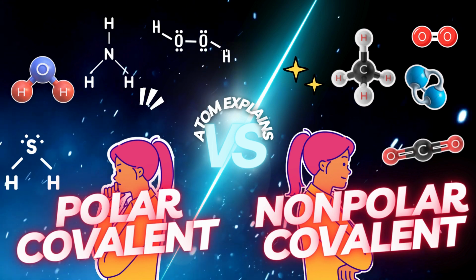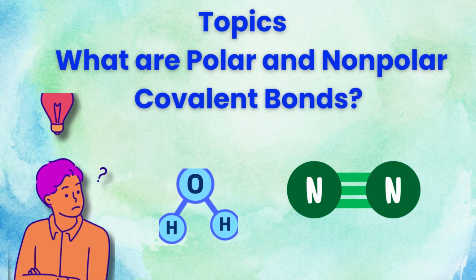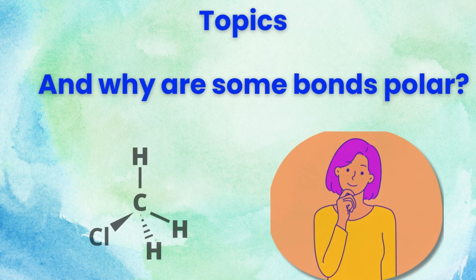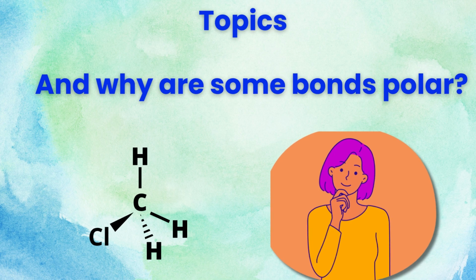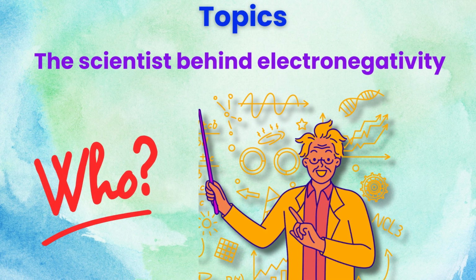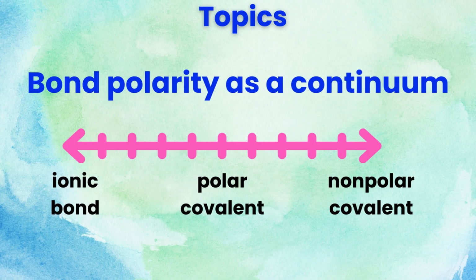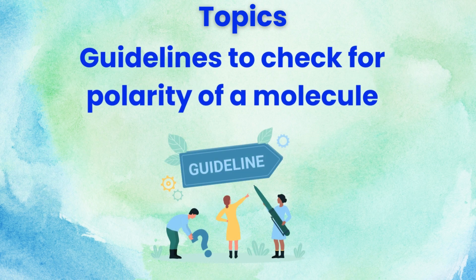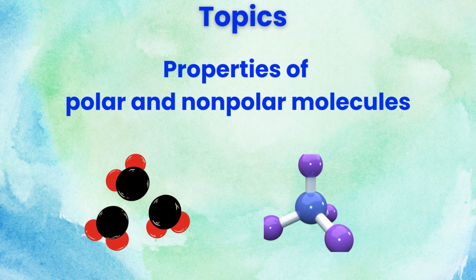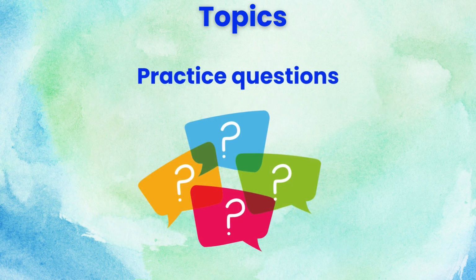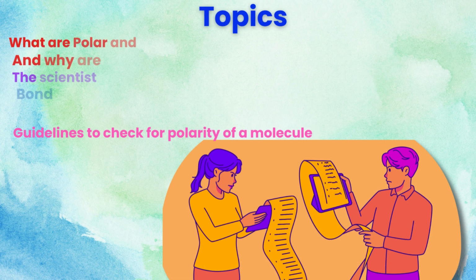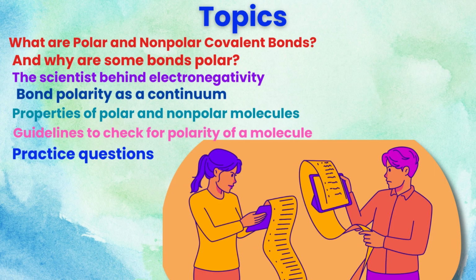In this lesson, we will discuss what polar and non-polar covalent bonds are, why some bonds are polar, who's the scientist behind electronegativity, bond polarity as a continuum from ionic bond to polar covalent bond to non-polar covalent bond, guidelines to check for polarity of a molecule, properties of polar and non-polar molecules, and practice questions. That is a big list, so let us get started.